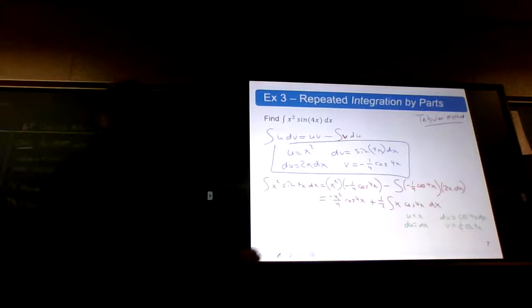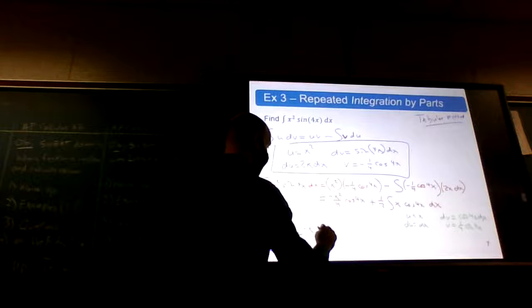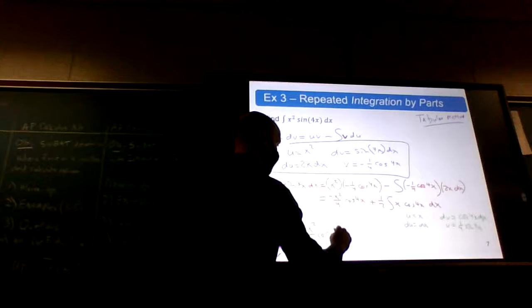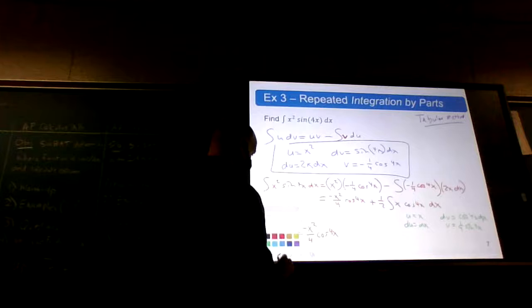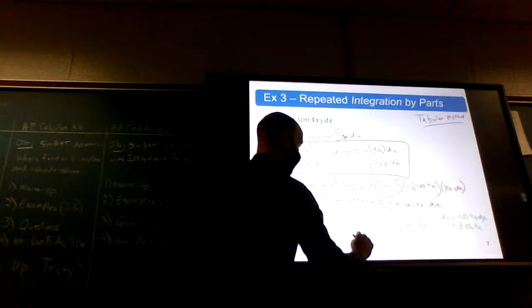Okay, so let's do this part still in red here. So we got negative x squared over 4 cosine 4x. Now, I've got to do this part. I'll do it in green. Okay, so this is going to be plus 1/2.